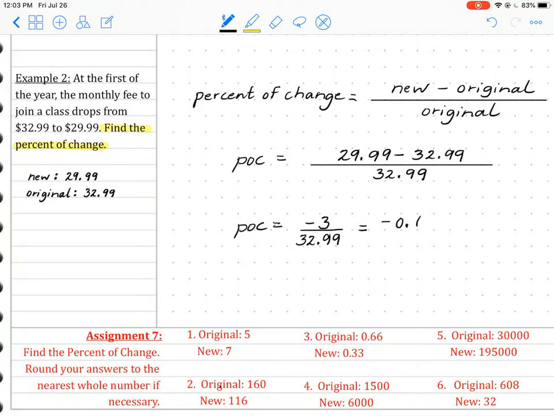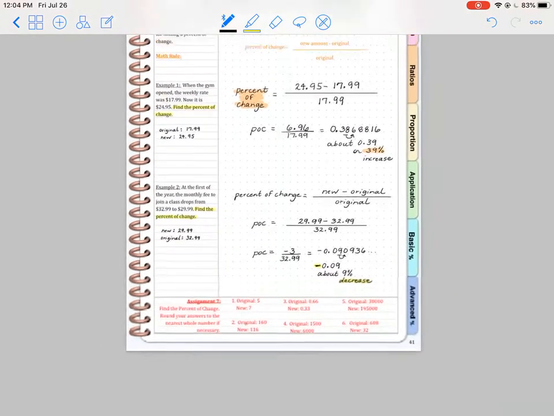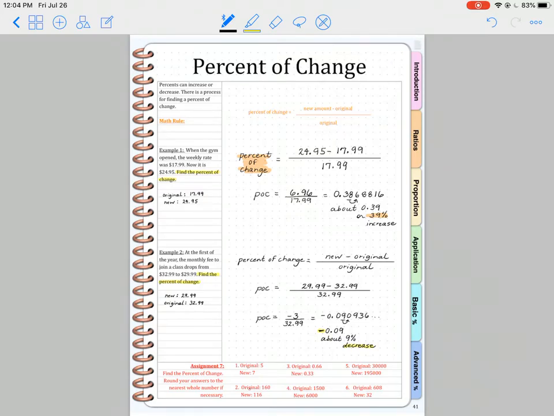And you get negative 0.090936 and a bunch of other junk. But we're going to take it to the nearest percent. So this is about a 9% decrease. That's what the negative number means, a decrease. If you're getting a negative here, that's a percent of decrease. If you're getting a positive, like we did above, that's an increase. So that sign is going to help you decide if your change is an increase or a decrease.